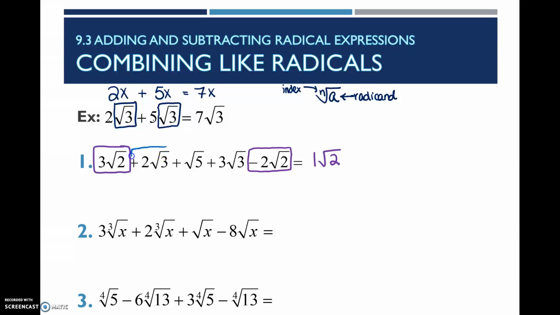Okay. 2 times the square root of 3. Are there any other square roots of 3? Yeah, 3, right here. So we add the coefficients. 2 plus 3 is? 5. 5 square root of 3.